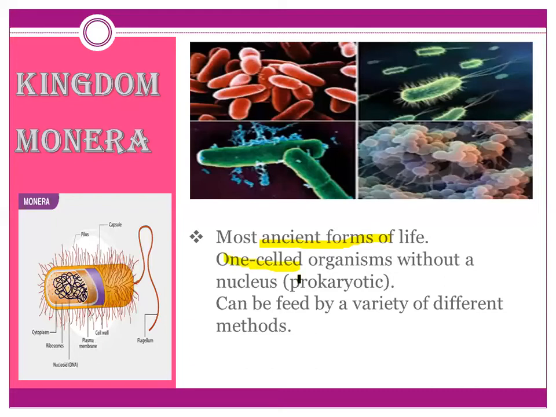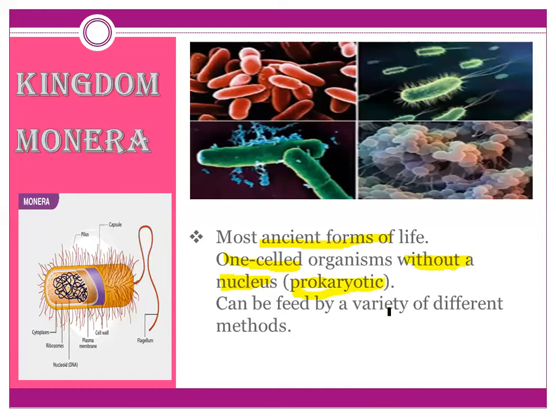One celled means unicellular. They comprise only one cell, unicellular organisms, and the most important thing is, without a nucleus. So what is a nucleus? Nucleus is found inside the cell, and it is the control center of the cell. If any unicellular organism is present without a nucleus, they are called prokaryotic or prokaryotes. Any living organism that does not contain a proper nucleus is called a prokaryote.